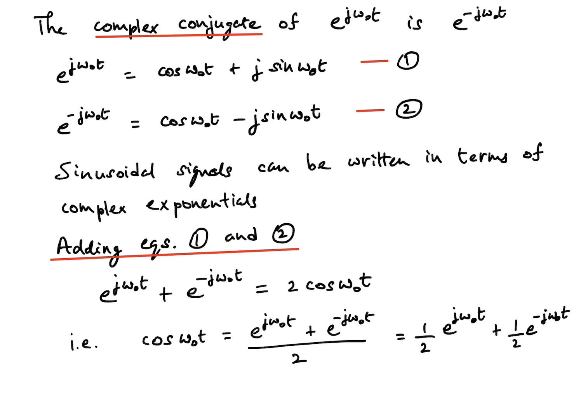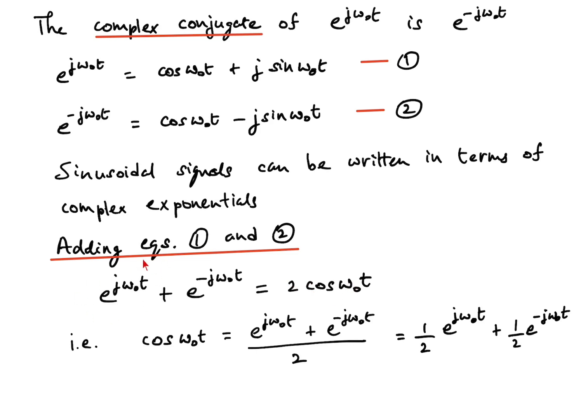Now, we want to express our sinusoidal signals, cosine and sine, in terms of these complex exponentials. So what we are going to do is simply add these two equations. When we add equation 1 and 2 together, we get e power j omega naught t plus e power minus j omega naught t on the left hand side. And on the right hand side, the plus term and minus term are going to cancel out. So we are left with only cosine plus cosine, which is 2 cosine omega naught t.